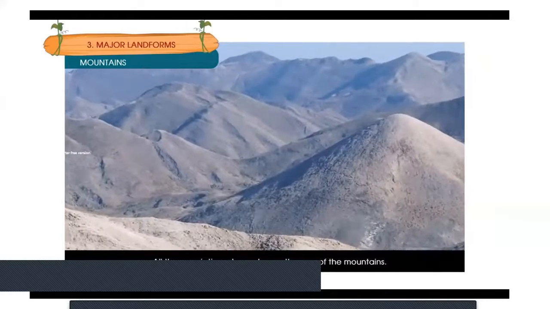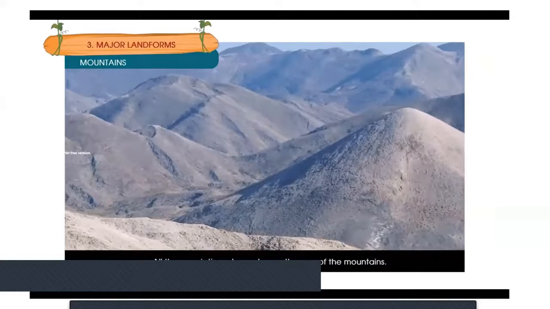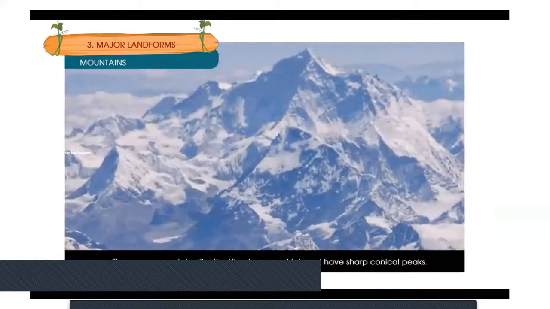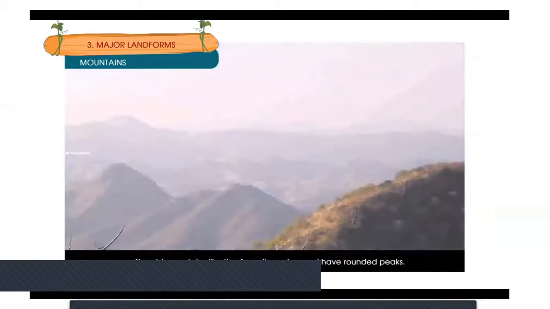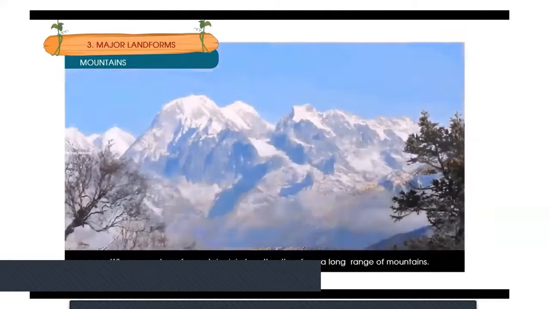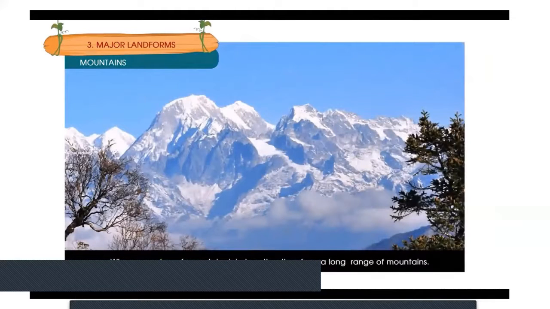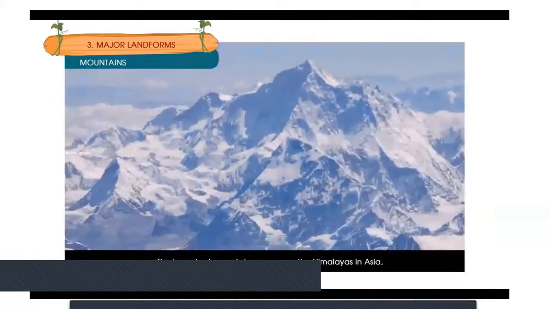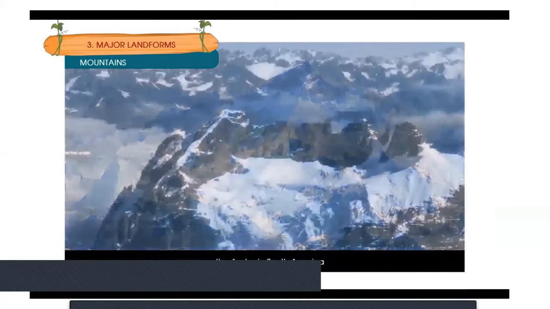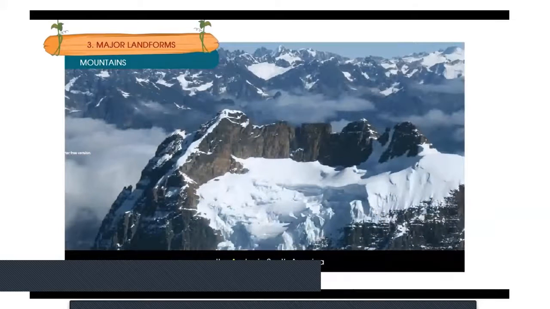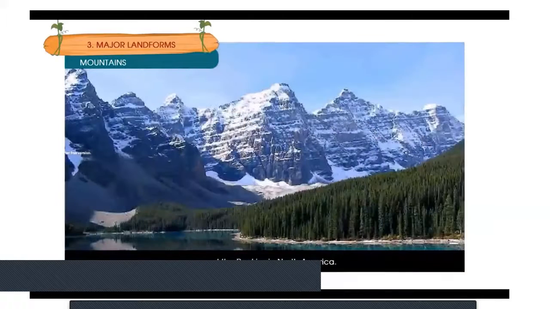All these variations depend upon the age of the mountains. The young mountains like the Himalayas are high and have sharp conical peaks. The old mountains like the Aravallis are low and have rounded peaks. When a number of mountains join together, they form a long range of mountains. The important mountain ranges are the Himalayas in Asia, the Andes in South America, and the Rockies in North America.